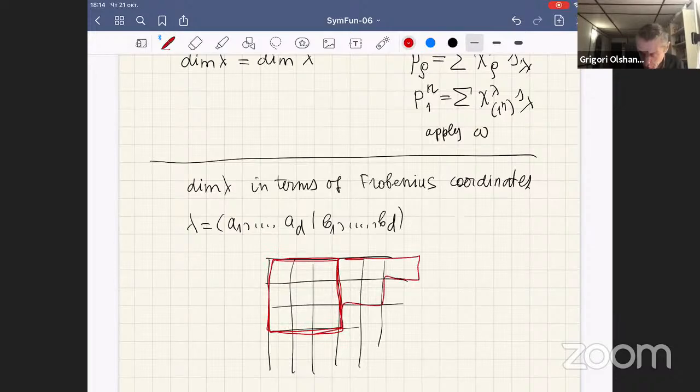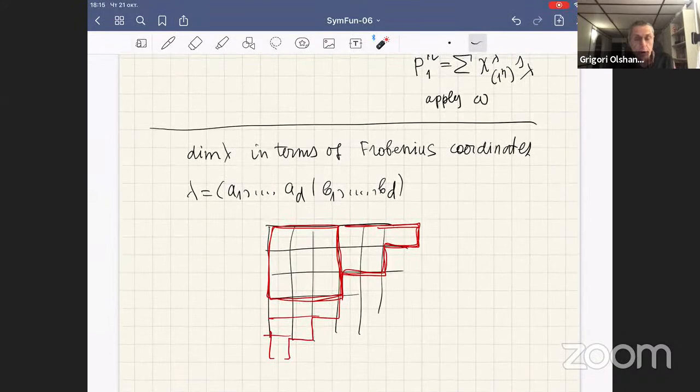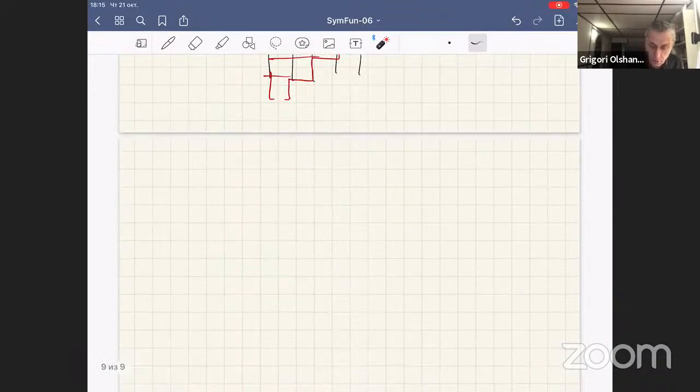And next, some possible shape which is appended on the right, and some possible shape which is appended below. And then the A coordinates are these lengths on the right of the diagonal boxes, and the B coordinates are the truncated column lengths below the diagonal boxes. So these are the A and the B coordinates. And this notation is also symmetric with respect to transposition, which amounts simply to switching the roles of A and B. And the following beautiful formula holds.